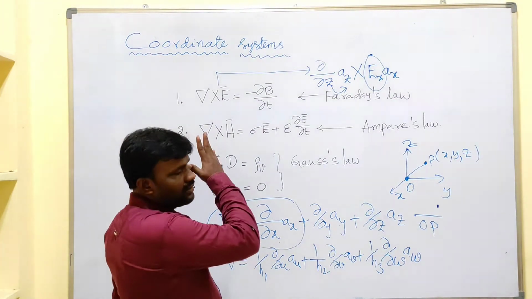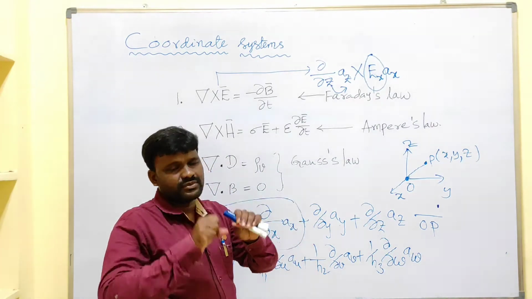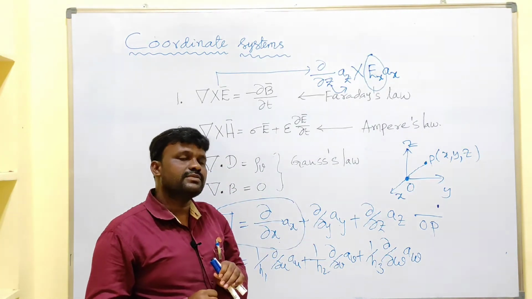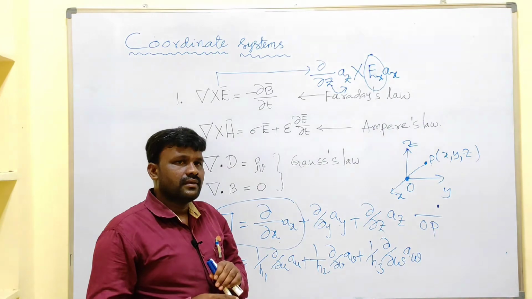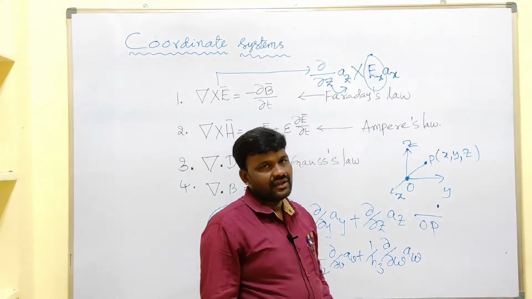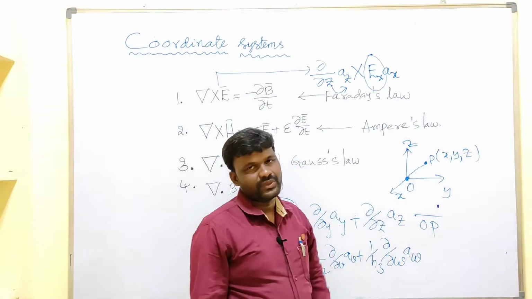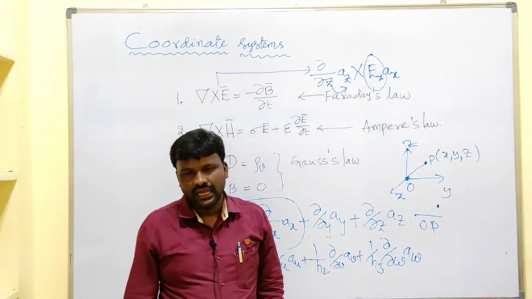Now we will move on to the 3 coordinate systems. These 3 coordinate systems are orthogonal systems. What is meant by orthogonal system? Suppose let us take this x, y, z. These axes are mutually perpendicular to each other. This type of coordinate system is known as orthogonal system.